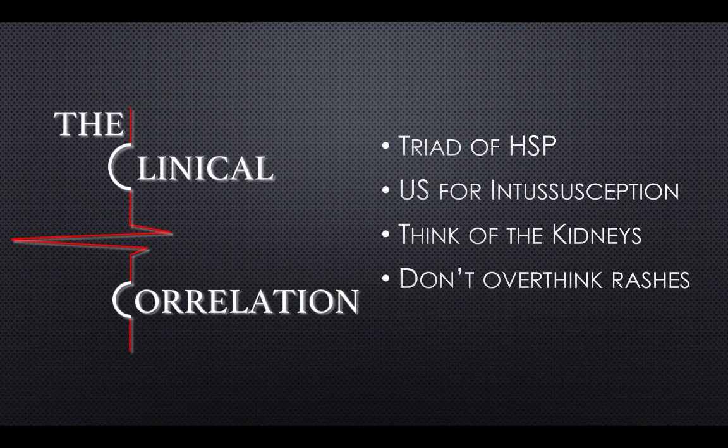To summarize, think of the triad of HSP: palpable purpura, abdominal pain, and arthritis. When suspicious of intussusception, confirm with ultrasound and look for the characteristic target sign and evidence of telescoping. Think of the kidneys. Though renal insufficiency is only seen in 1% of patients with HSP, it is an important complication to keep in mind.